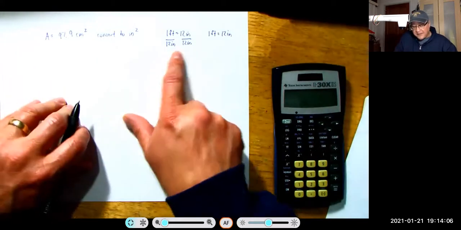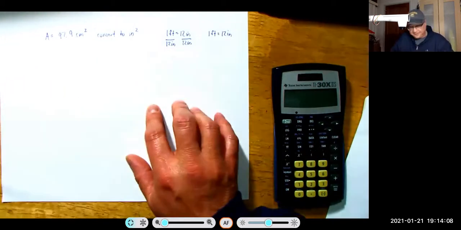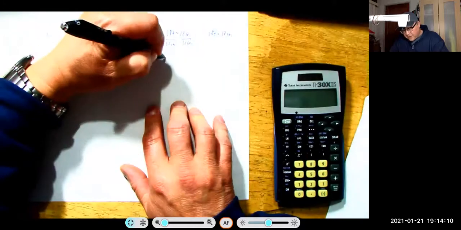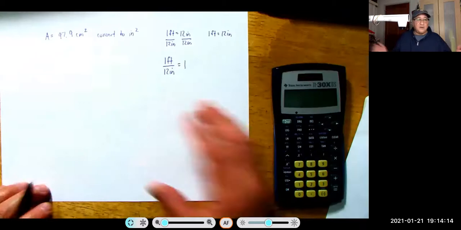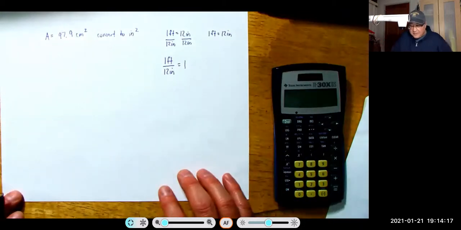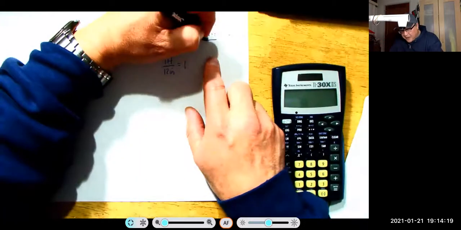So I'm dividing each side by 12 inches. So I get 1 foot over 12 inches is equal to 1. Wow. Now I'm going to take this and divide each side by 1 foot.